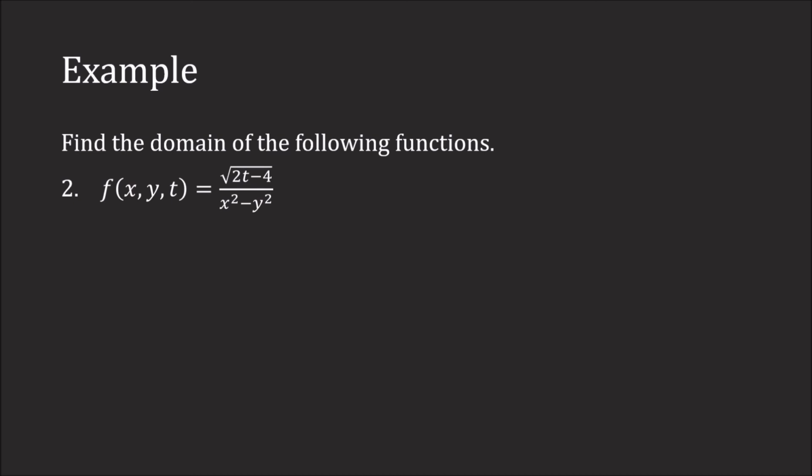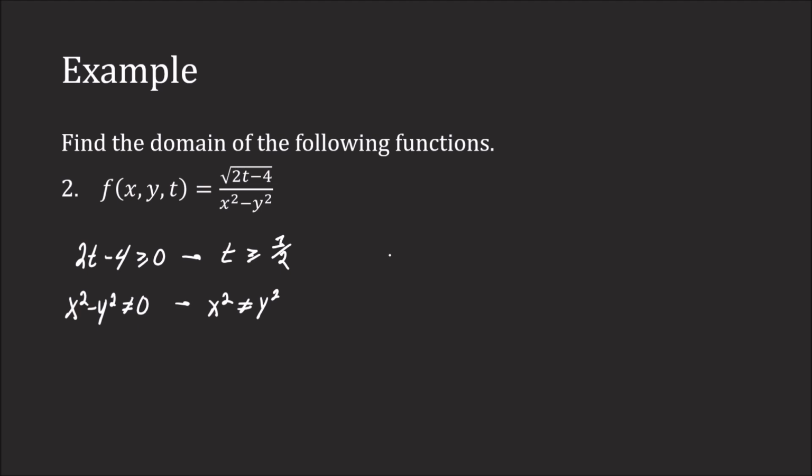And let's look at the function square root of 2t minus 4 over x squared minus y squared. Right, well here in the numerator we have an even root, so we have to have 2t minus 4 being greater than or equal to 0. In the denominator, we have x squared minus y squared cannot be 0. So we have to have t being greater than or equal to 2, and we have to have x squared cannot be equal to y squared.